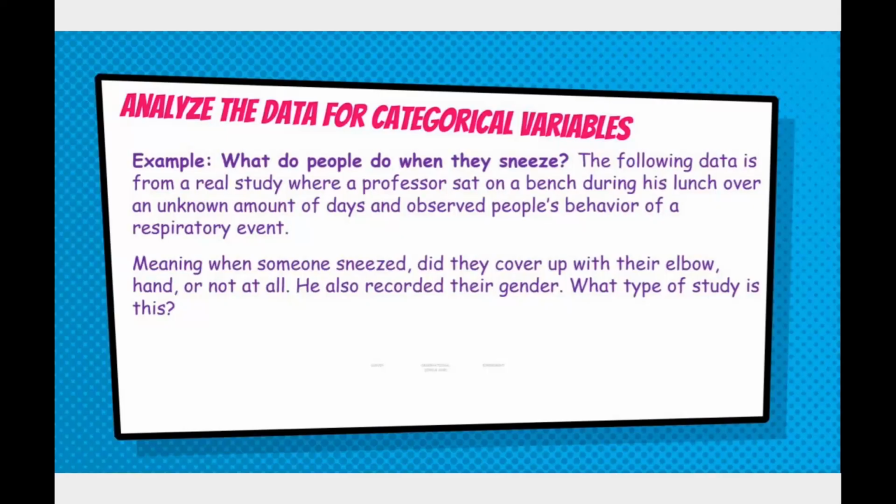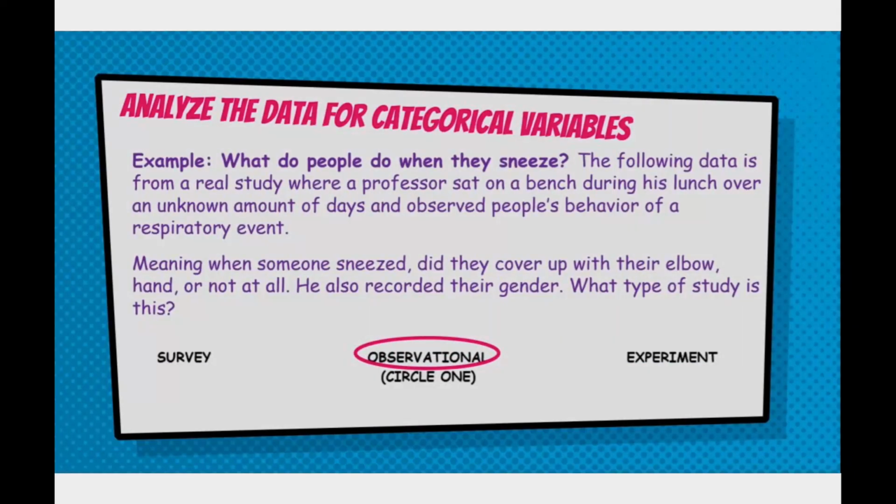The first thing we want to look at is what type of study this is. So we were told that a college professor sat on a bench during his lunch over an unknown amount of days and observed people's behavior. This is just an observation. He didn't do anything to manipulate anything, didn't suggest anything to anybody, and he didn't ask any questions. He just sat there and observed.